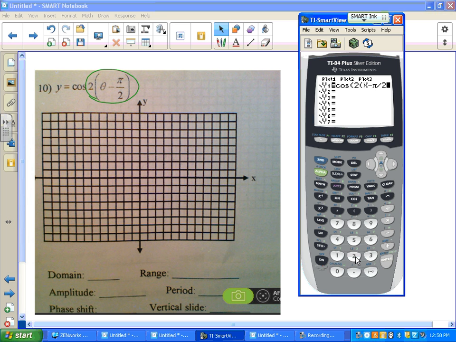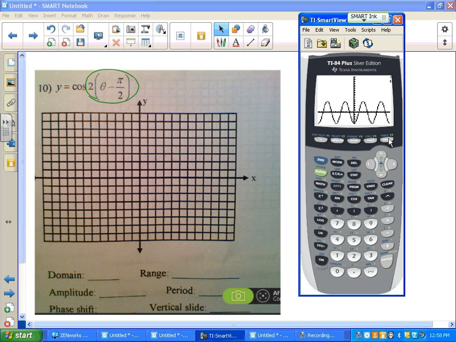Now I open up the parentheses twice, so I have to close it twice. Do I think that this is going to be going up or down any amount? Since there's no number in front of the cosine, I think it's going to be going from -1 to +1 normally, and there it is, -1 to +1.